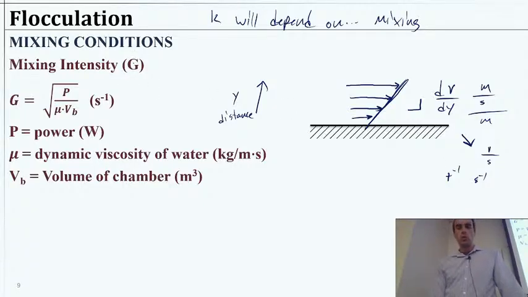Mixing intensity we're going to call G, and this formula is the square root of the power that we're putting into it divided by the volume of this basin, whatever we're stirring, times the, and this is, I guess, the power divided by also the dynamic viscosity. Question?